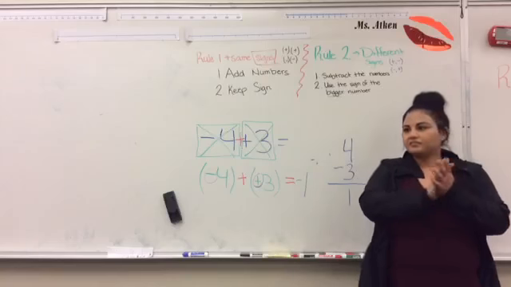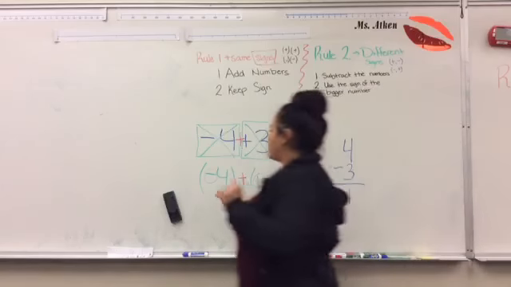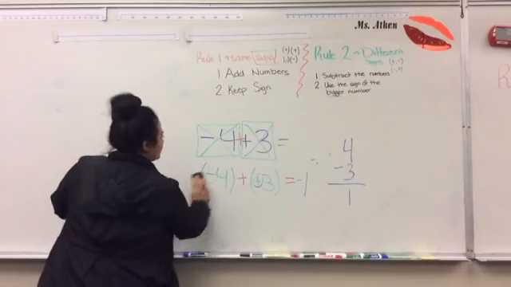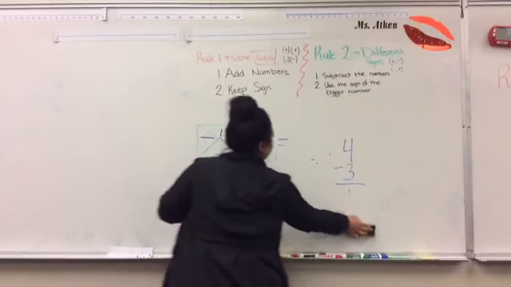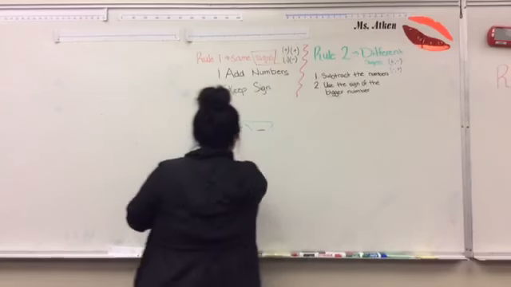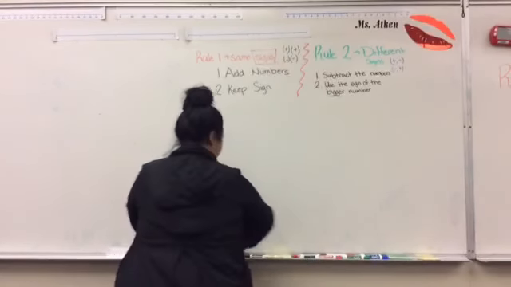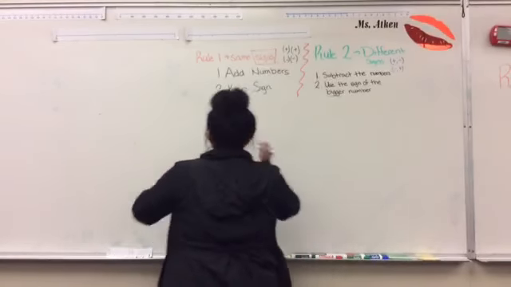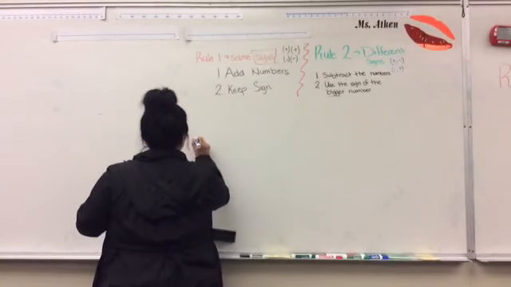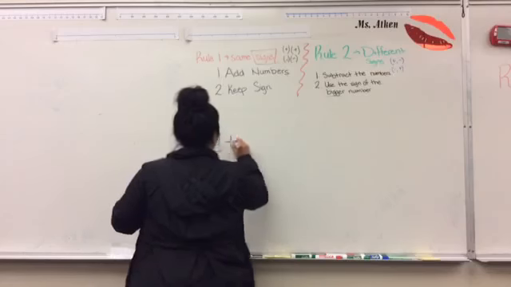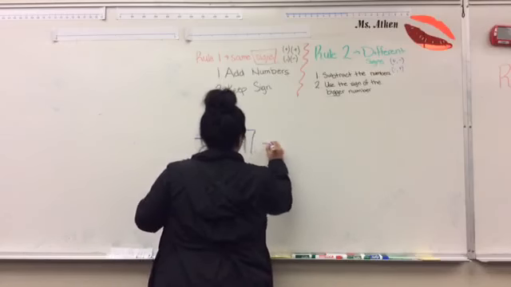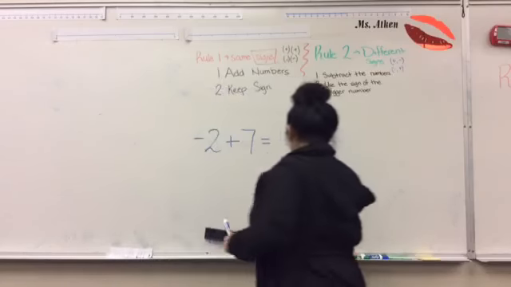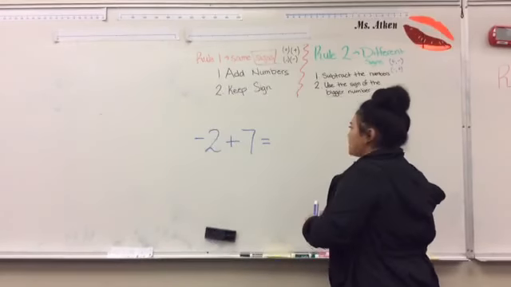Thumbs up, thumbs down, or thumbs to the side. This time, can we do one on our own? We are going to do it as a class first, okay? Okay, so we have negative 2 plus 7.